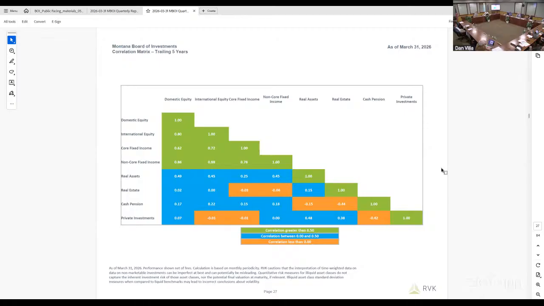And this is really geeky, but the reason that it looks so low in this chart is this chart uses monthly periodicity.